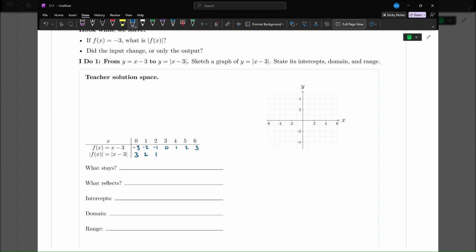So the output of 0 remains 0. Output of 1 remains 1. Output of 2 remains 2. Output of 3 remains 3. So there is the absolute value of f of x. So we kind of have all our points.